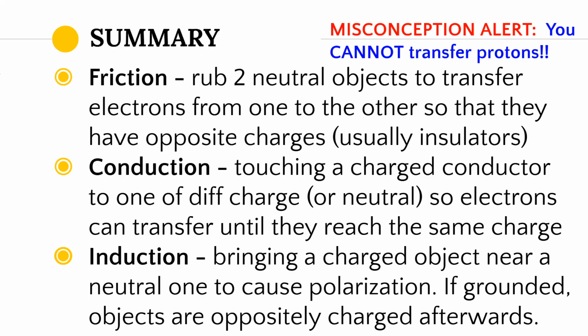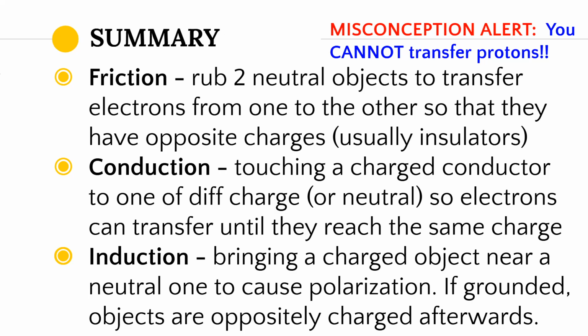Those are the only three. To summarize, when you charge by friction, you take two neutral objects, you rub them together, and electrons transfer from one of them to the other one so that they have opposite charges. Again, we're not creating or destroying electrons, so if you're rubbing, like in the warm-up, steel and nylon, then you're going to have electrons move from the nylon to the steel, but if the nylon loses 12 electrons, the steel gains 12 electrons, and you end up with opposite charges. The same number of them, but opposite.